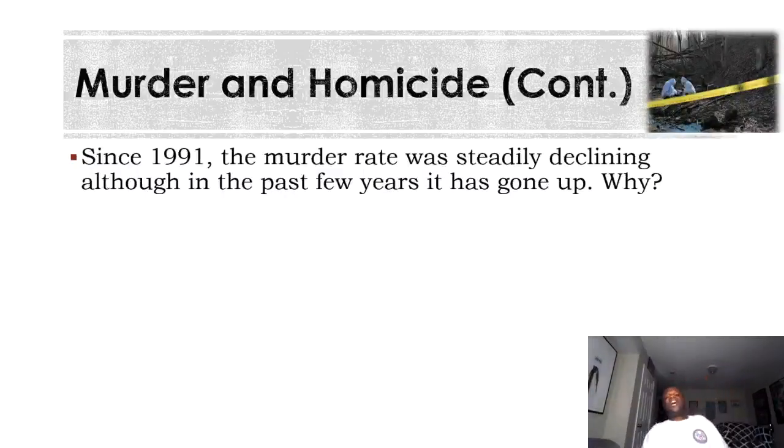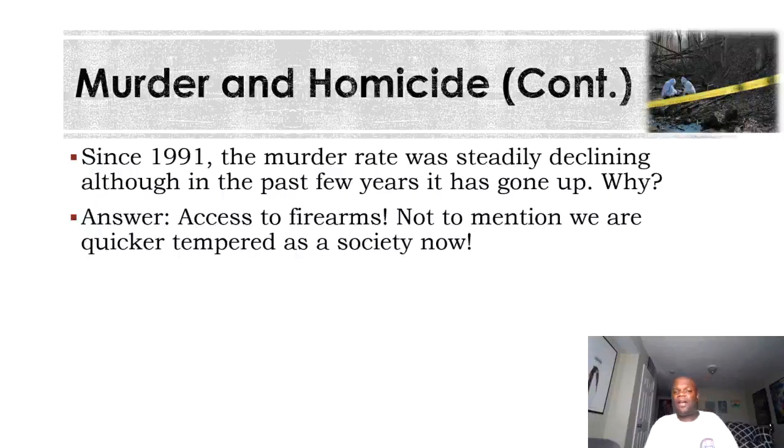So since 1991, why has the murder rate been going up even though it was steadily declining? Well, the reason is because there's access to firearms. Not to mention, we're very quickly tempered. Have you ever seen this movie called Unhinged? I don't know if you've seen it, but go look at the trailer. But I saw it a couple of weeks ago, and boy, oh boy, was Russell Crowe unhinged. The man was absolutely nuts. And all of this started because he was honked at on the freeway in whatever state they were in. So people are very quick-tempered. Not to mention, people have access to firearms.